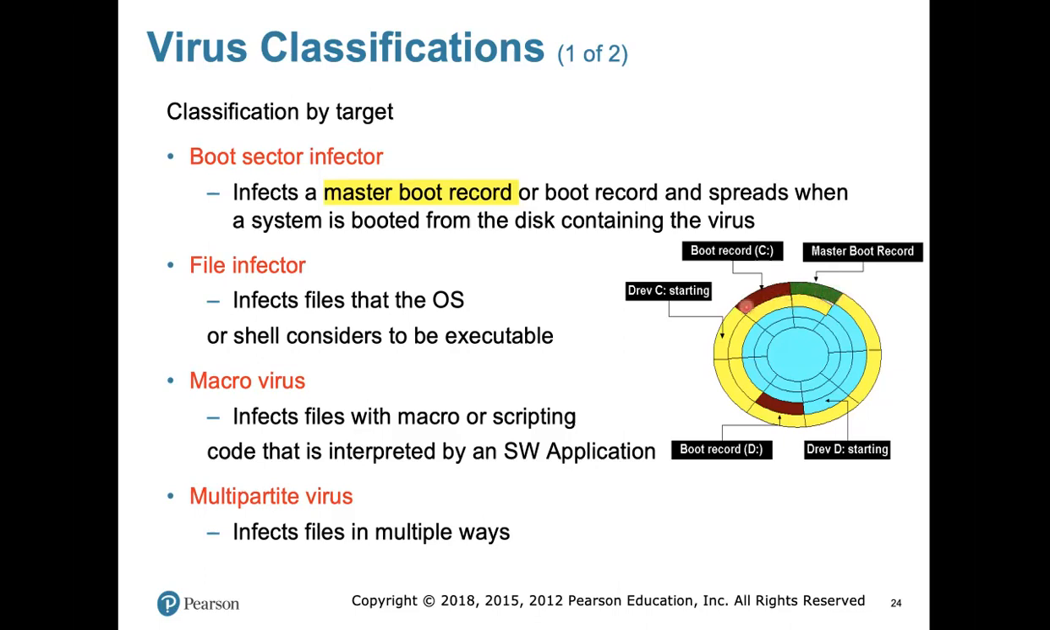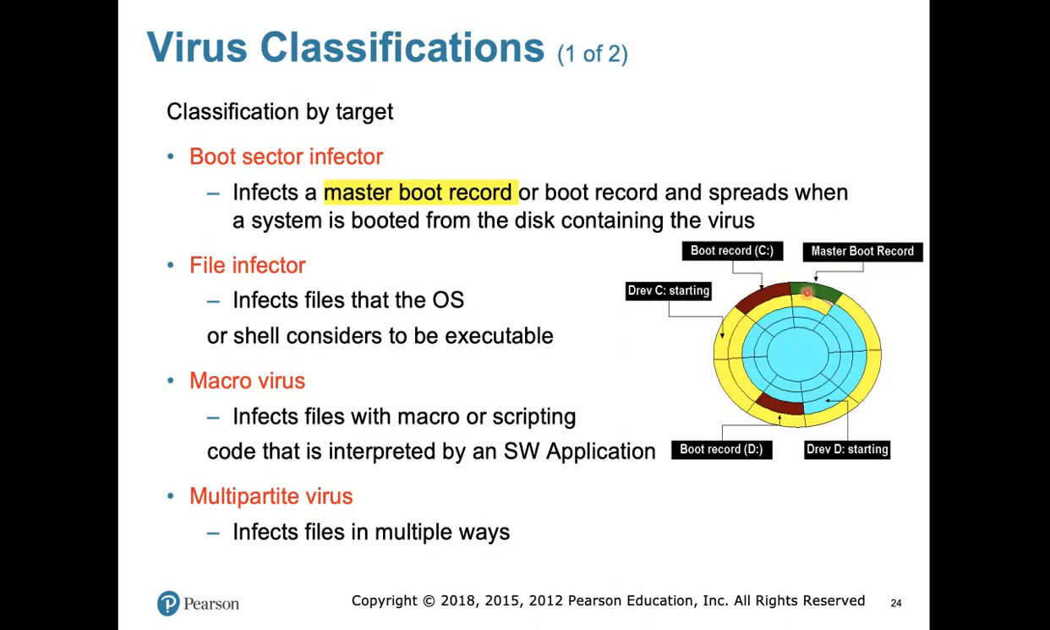So we have a boot record, this brown one. We have a boot record for drive C. We have another boot record for drive D. They store some basic information about that drive, including the file system and stuff like that. But there is one special record, which is called the master boot record. That master boot record is for the whole disk, not only for drive C or drive D. It serves the whole disk.